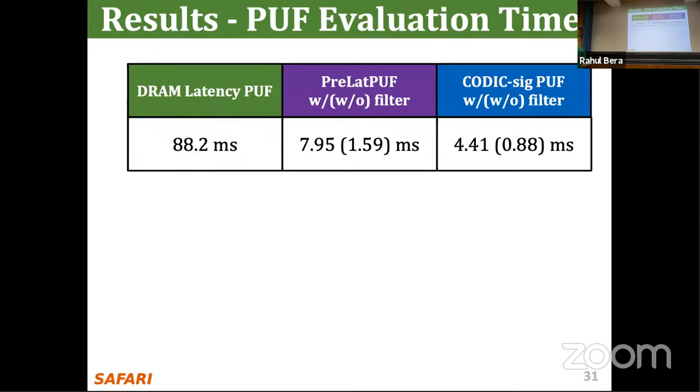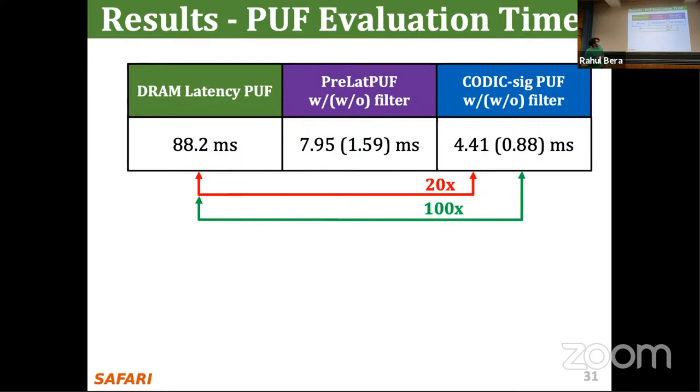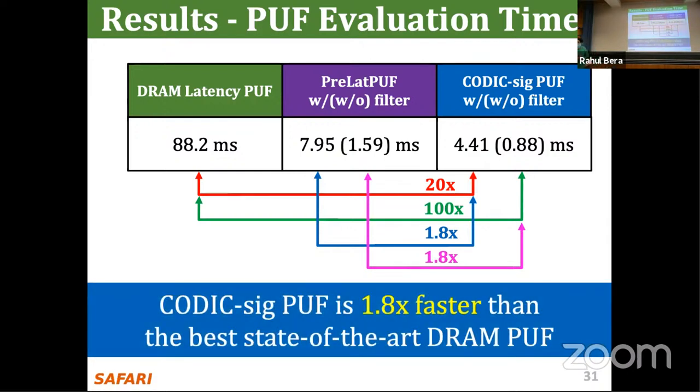So we also evaluate the evaluation time. We have the DRAM latency path that is 88 milliseconds, the prelat path with and without the filter, and our CODIC path also with and without the filter. DRAM latency path, we evaluated only with the filter because without the filter it is not reliable. Basically you have speedups of 20x compared to DRAM latency path, and 100x without using the filter. And compared to prelat path, we can speed up by 1.8x with and without the filter. So we conclude that CODIC path is 1.8x faster than the best state of the art DRAM path.